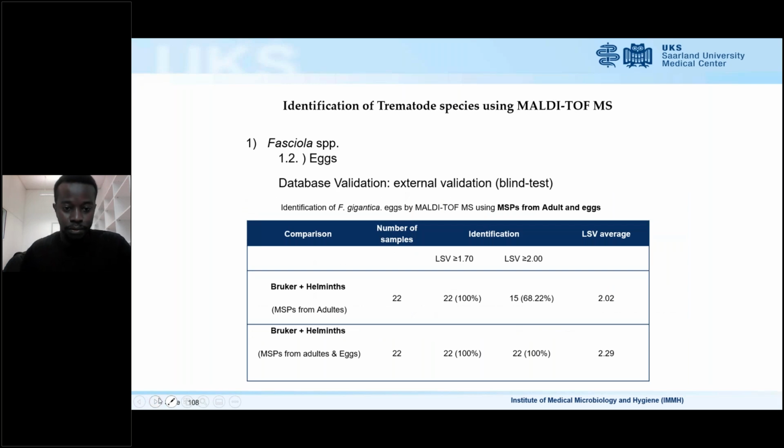And for the validation of the eggs, at first we just acquired the spectra coming from the eggs and compared them to the database containing only MSPs coming from the adults. We can see that the MSPs, the reference spectra coming from the adults, are also able to identify spectra coming from the eggs. That means probably there are a lot of common peaks between the eggs and the adults. And by expanding the database, by adding new reference spectra of the eggs, we can see 100% of correct identification.